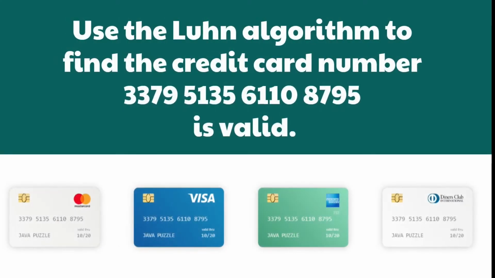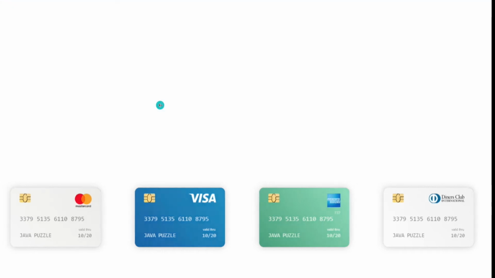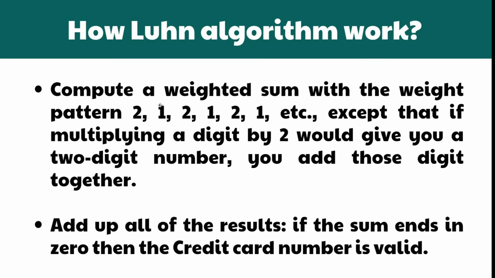Let's suppose we have a credit card number, which is shown here: 3379 5135 6110 8795. Now we have to find out whether this number is valid or not. So first, how does this Luhn algorithm work?